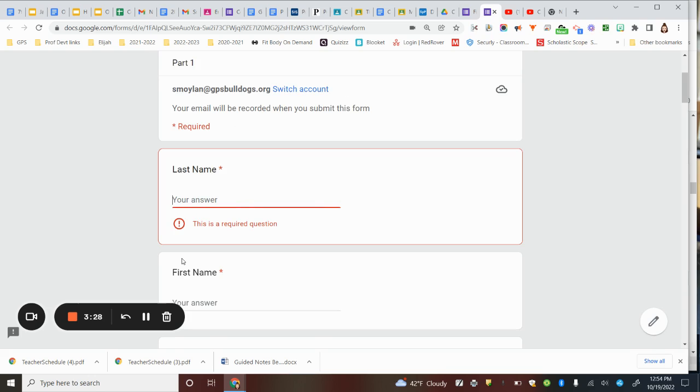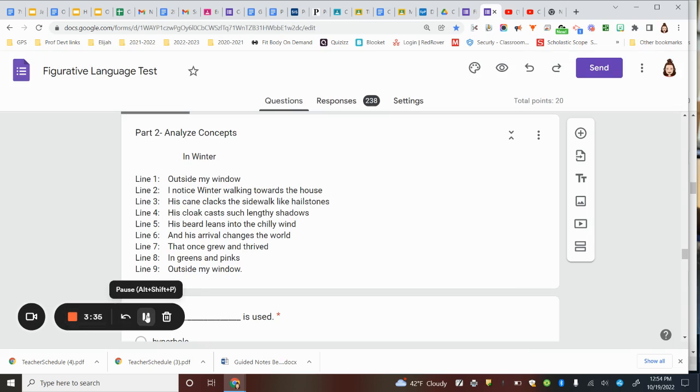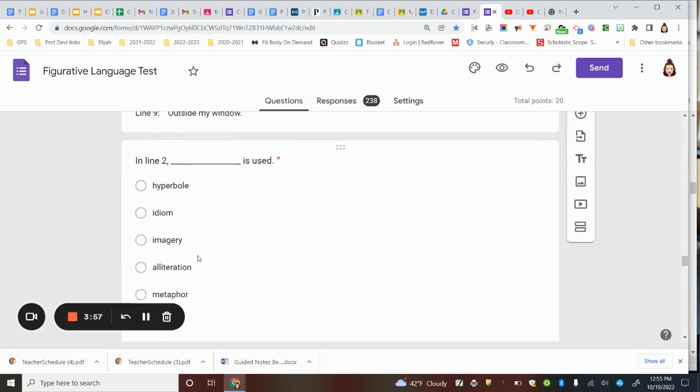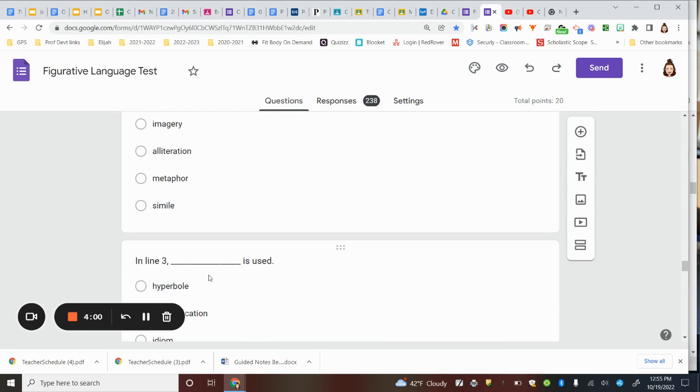Now you're going to hit next. Oh, I got to put my name into it. So I will put the second part of the reading also. After you hit next, you came to part 2, analyze the concepts. Each one of these lines is numbered 1 through 9. I'm going to read this short poem, and then you're going to answer questions such as, in line 2, blank is used: a hyperbole, an idiom, imagery, alliteration, metaphor, simile.